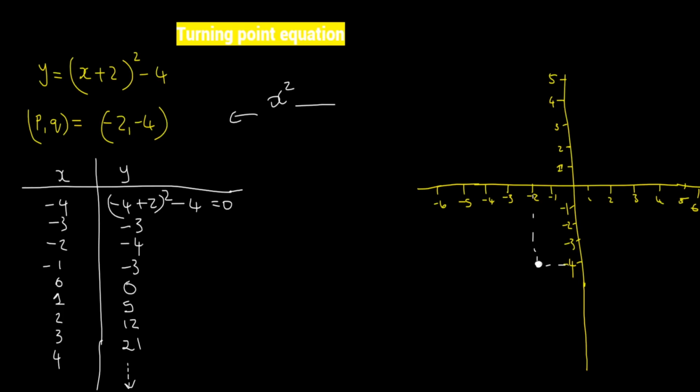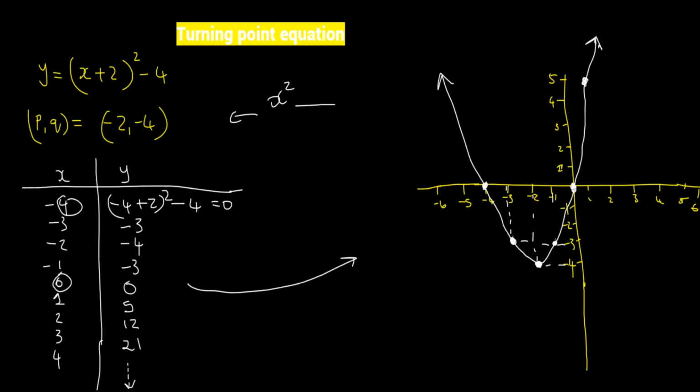So we're going to take these values and we plot them there. We can start with -4. So that is the graph when you're using the table form.